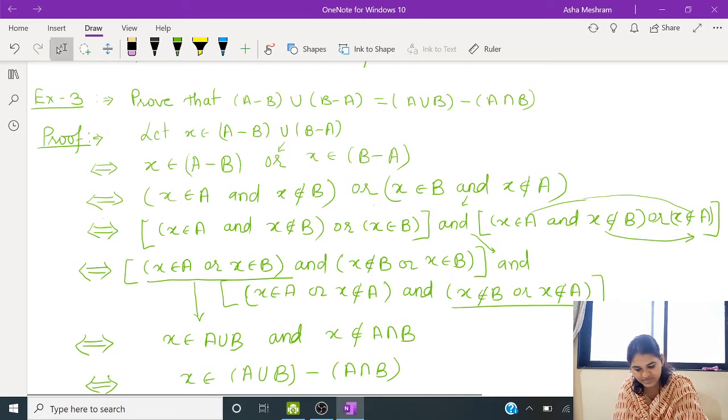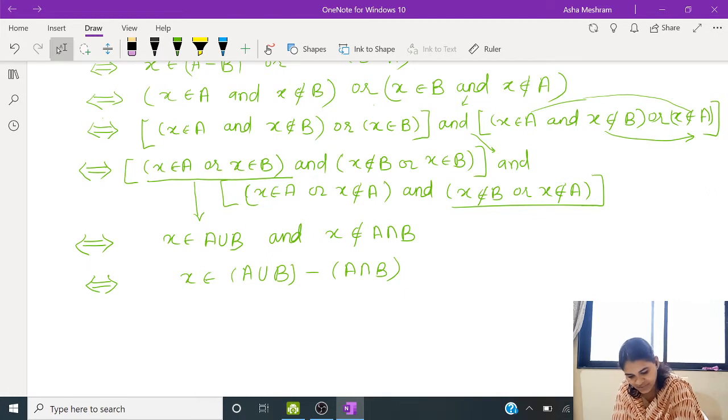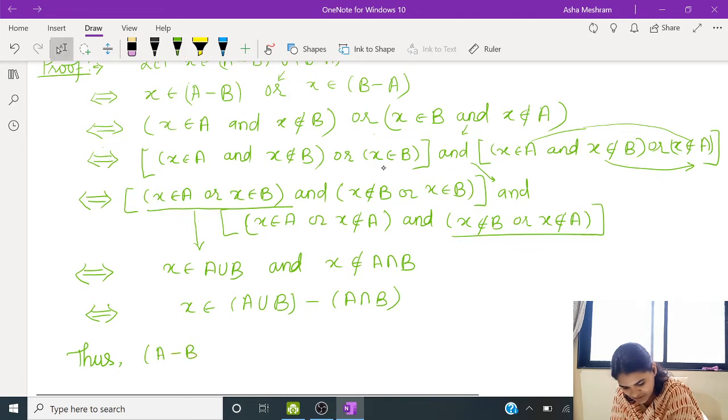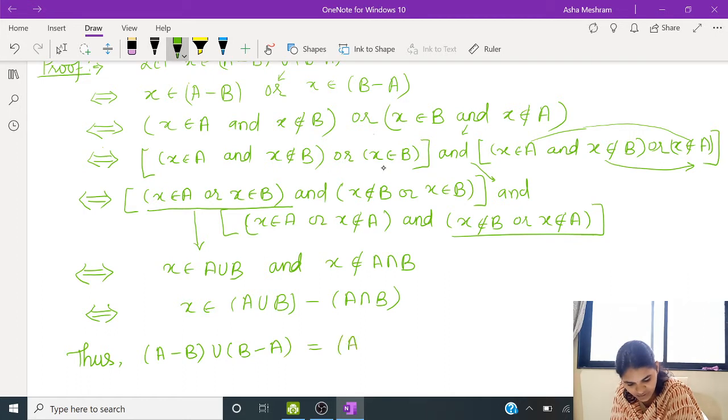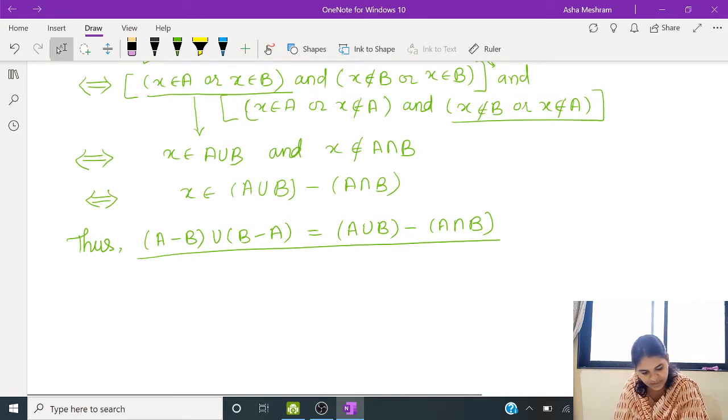As we have given the parallel proof of both the sides, therefore thus, A minus B union B minus A is equal to A union B minus A intersection B. So this we have proved. This was example number 3.